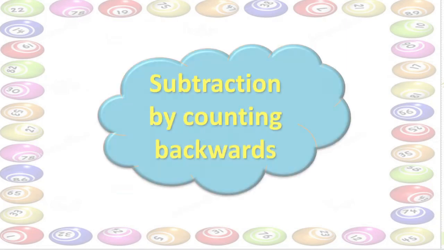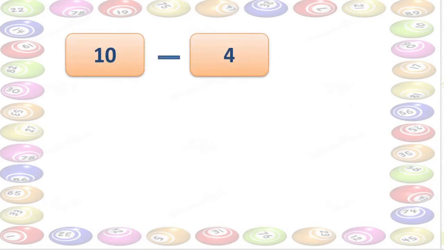Okay. Now here, subtraction by counting backward. Here this is one method. We have to count backward to get the answer. We will go through. Now here 10 minus 4 is equal to how much? Yes, we don't know. We'll see by this method, counting backward.